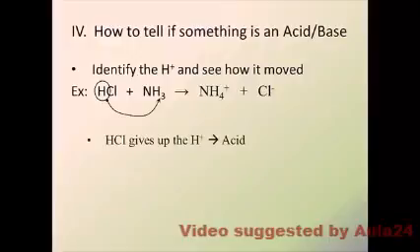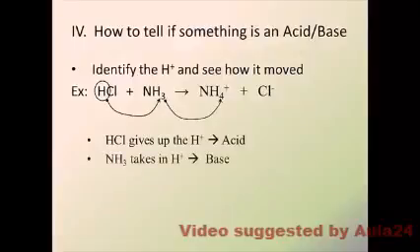Now, how do I know it went to the NH3? Well, if I look at the right-hand side, I can see that the NH3 became NH4. So I can see that the HCl gives up a hydrogen to the NH3, and the NH3 gains a hydrogen, becoming NH4. So the HCl gives up the H+, becoming an acid, and the NH3 takes in the H+ and becomes a base.